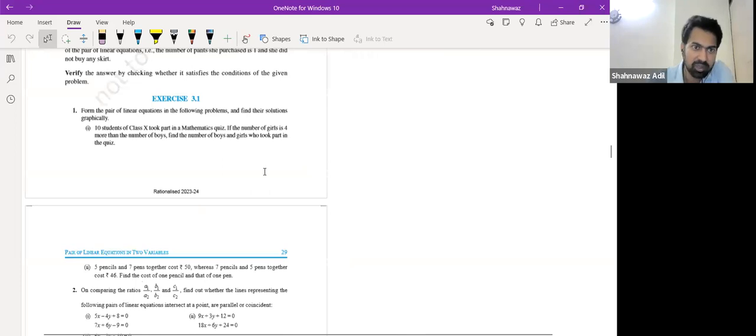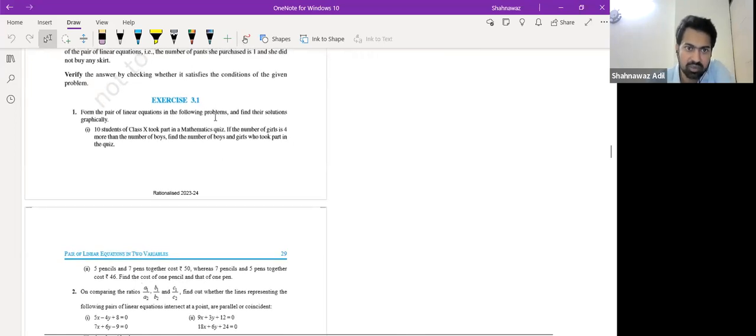Okay, so from the pair of linear equations in the following problems: 10 students of class 10 took part in a mathematics quiz. If the number of girls is 4 more than the number of boys, find the number of each. So we have to solve this graphically, right? Yes, sir. You guys have to make a proper graph on the graph paper. So let me discuss this question, and before I do that, let me give you guys some.